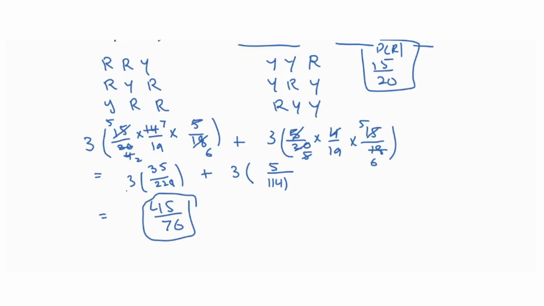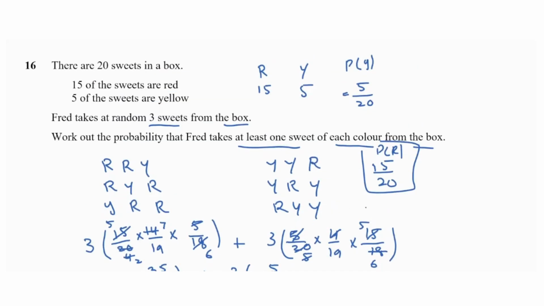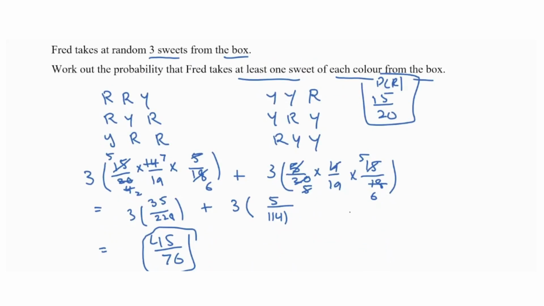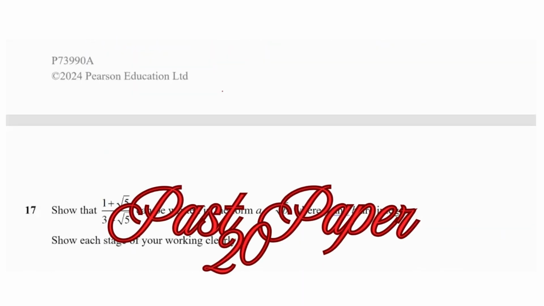Okay, so we can do this question by another method as well, because if you're looking at least one sweet every time, we just take 3 red and 3 yellow and take away from 1, still you get the same answer. So let me show you with a different color pen. We can do 1 minus probability of 3 red plus probability of 3 yellow, and you'll get exactly the same answer, 45 over 76. Okay, so this is another way of doing the same question. Let's move on to the next one.